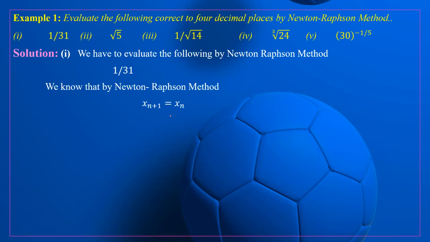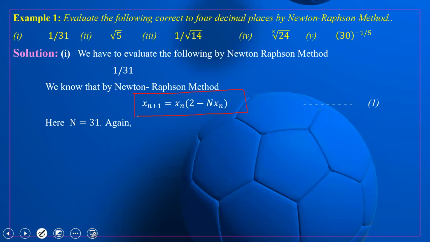So what is this? x(n+1) is equal to xn times (2 minus n xn). This is the formula we have already obtained from the Newton-Raphson method for 1 upon n. So just look here, it is 1 upon 31, so n is equal to 31.